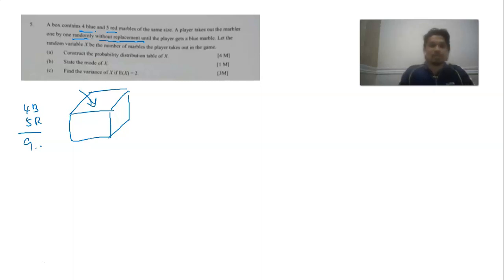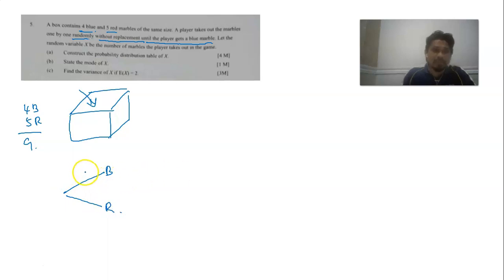Okay, so class, for this question, the key is that a player takes out the marbles one by one randomly without replacement until the player gets a blue marble. My suggestion for this question, which is quite tricky, is to use the probability tree diagram. First, let's say we have blue and red.